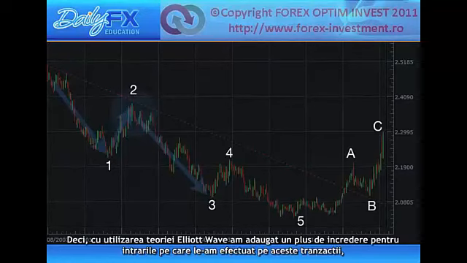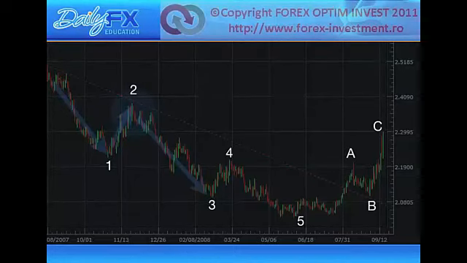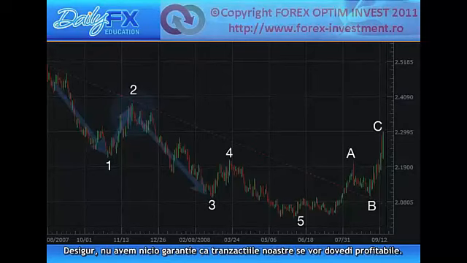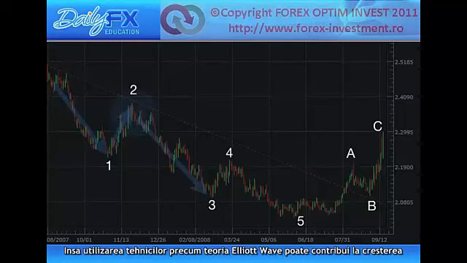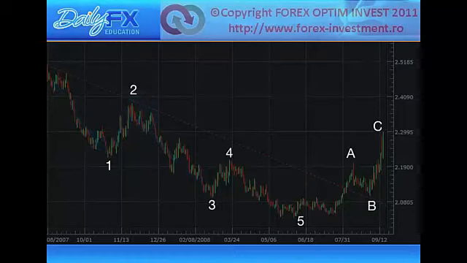So with the use of Elliott wave, we've added a level of confidence to the entries we've taken on these trades, further increasing our chance of success. Of course, there's no way to guarantee that our trades will turn out to be profitable, but using techniques like Elliott wave theory can help increase our chance of success and help mitigate our risk of loss.